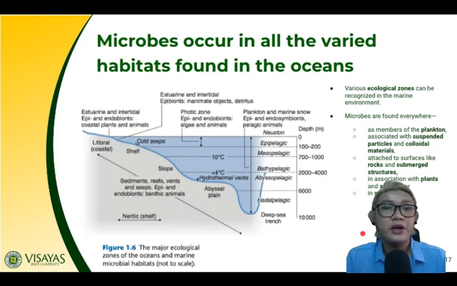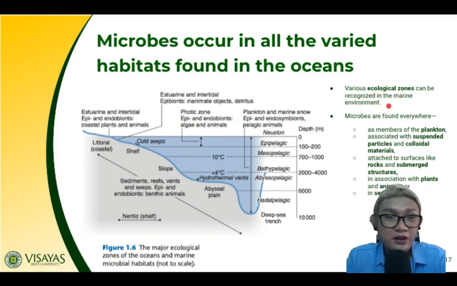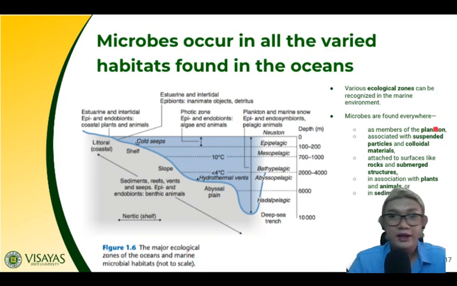Now, microorganisms occur in all the varied habitats that are found in the ocean. So, various ecological zones in the marine environment. Where can you find the marine microorganisms? They could be members of the planktonic community, free-floating or just drifting within the water column. Or they could be associated with suspended particles and colloidal materials, or attached to surfaces like rocks and other submerged structures. Or they could be associated with other marine organisms like plants, animals, and even bacteria and other microorganisms. Or you can find them in the sediments.